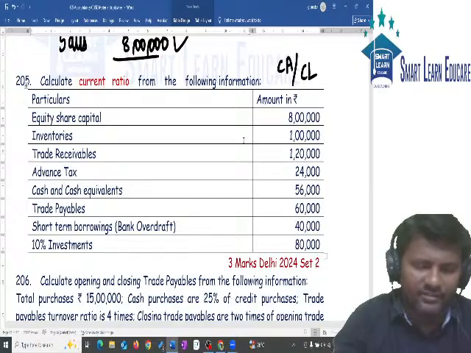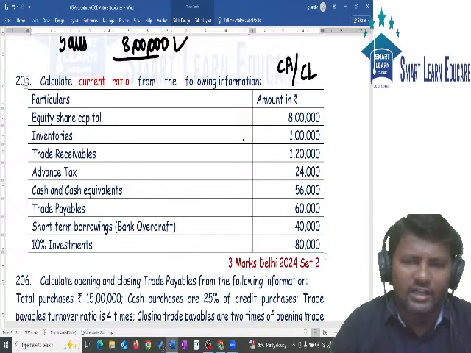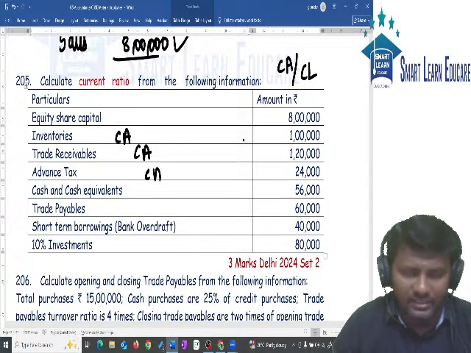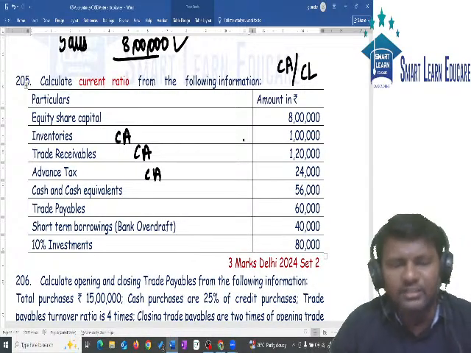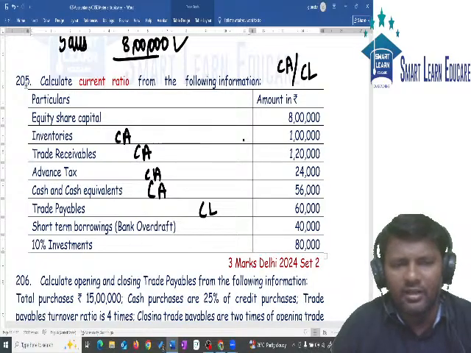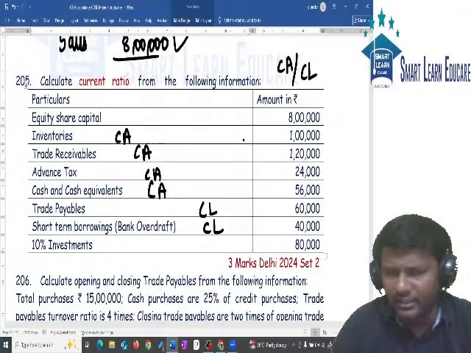You should understand. So first one, equity share capital. Not a current asset, not a current liability. Inventory is a current asset. Trade receivable is a current asset. Advance tax is a current asset. Cash and cash equivalent is a current asset. Trade payable, current liability. Bank overdraft, current liability. Investment is not a current asset. So that's all.